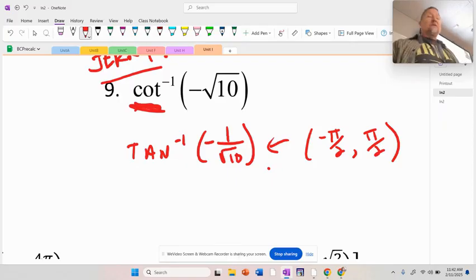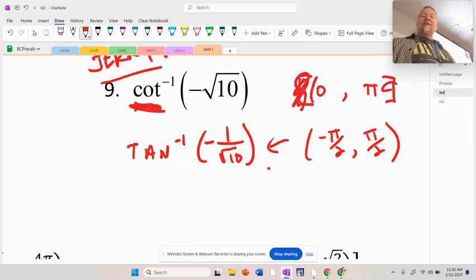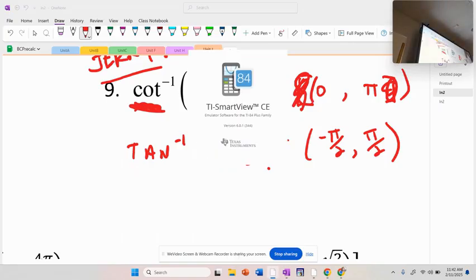And what are the rules for cotan? I have to have the answers from 0 to pi. Sorry, those are parentheses. Right? So I must follow these rules. So now I am going to go to the calculator. I'm going to inverse tan and tell you what you have to do to get this answer right. And then you'll get exactly what Zach gets.